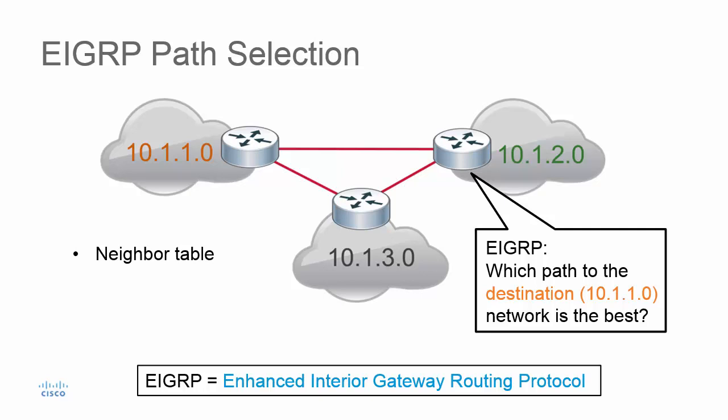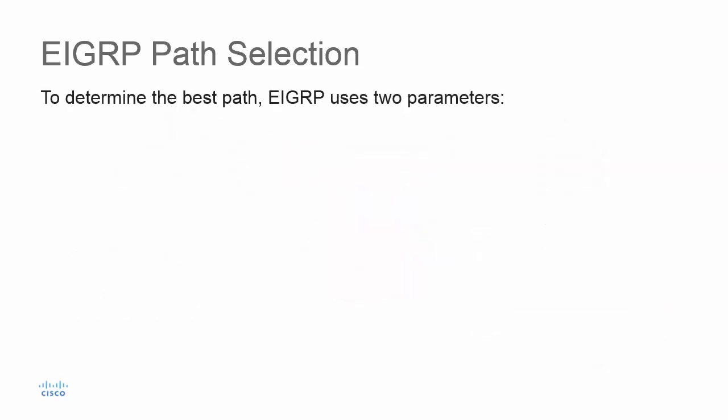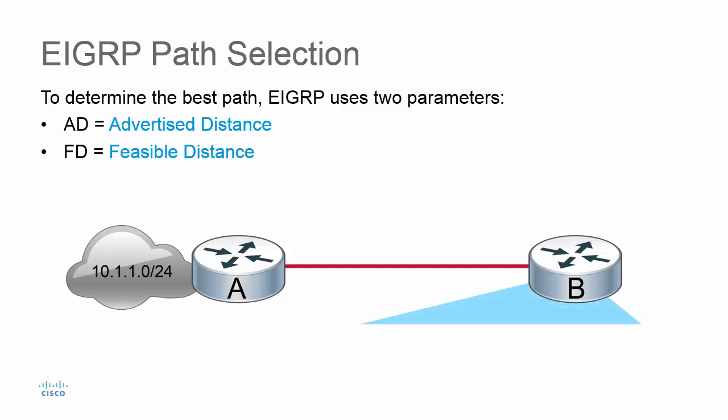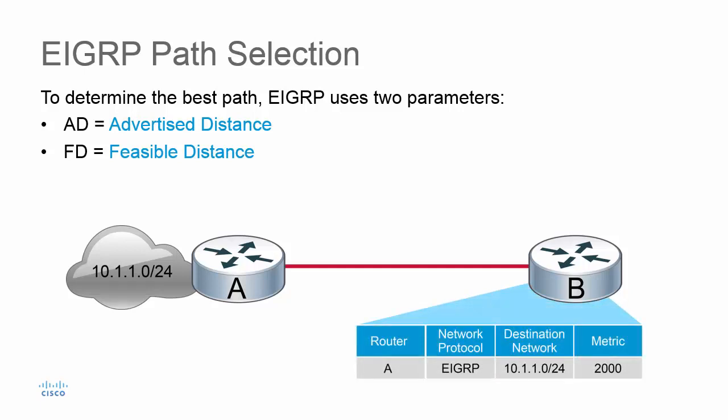After the neighbor table has been built, each EIGRP router maintains a topology table for each routed protocol configuration. The topology table includes route entries for each destination that the router learns from its directly connected EIGRP neighbors. But remember, EIGRP chooses the best route to a destination from the topology table and places only this best route in the routing table. EIGRP uses two parameters to determine the best path to the destination: advertised distance and feasible distance.